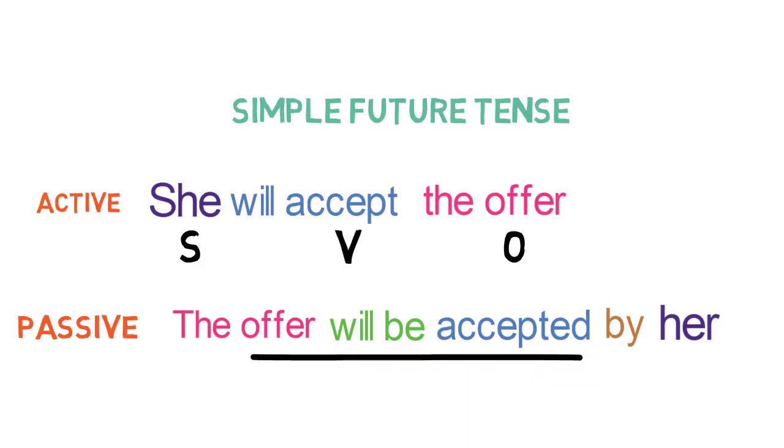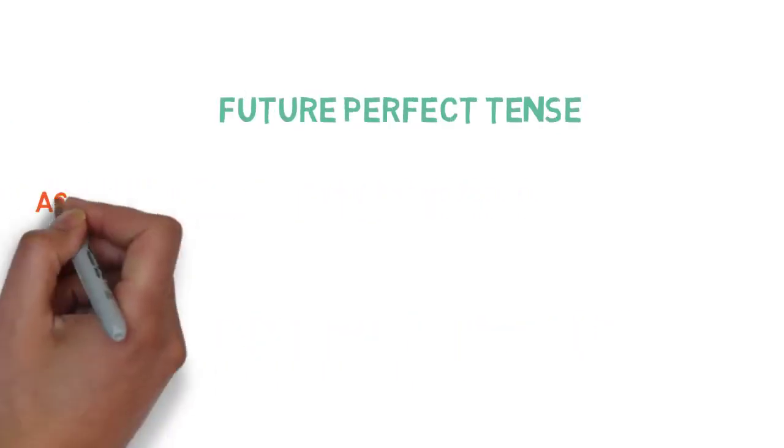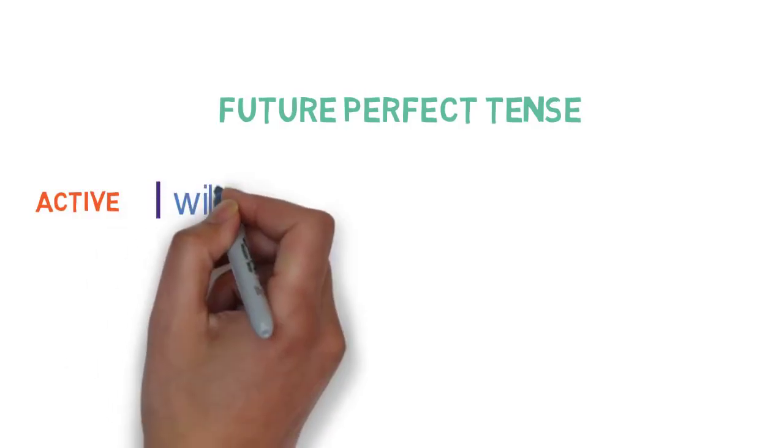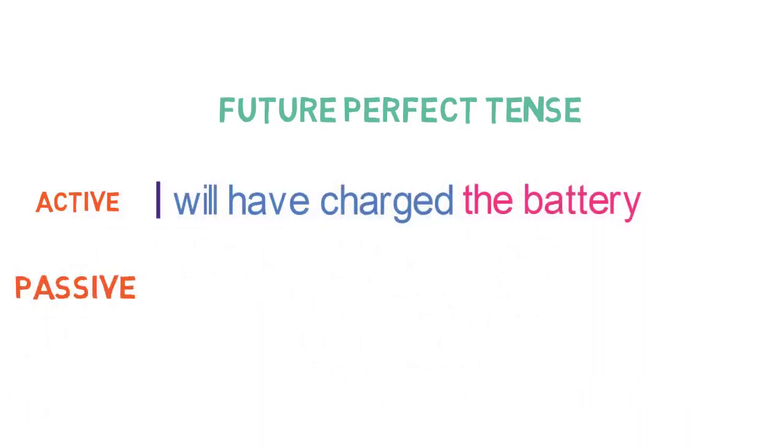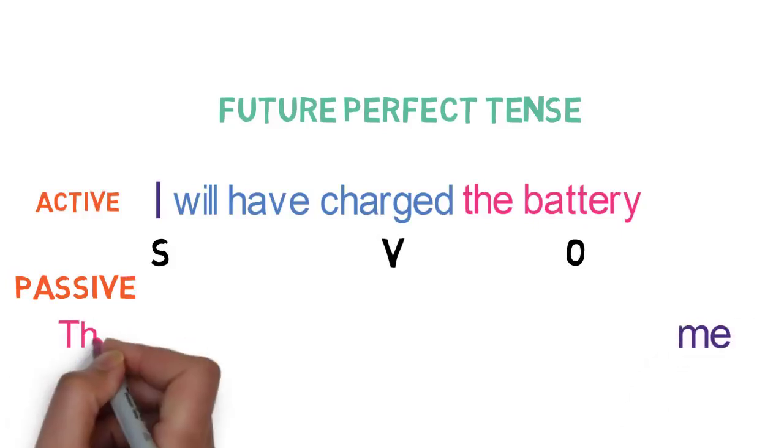Great. Now let's see an example of future perfect tense. Active sentence: I will have charged the battery. Passive sentence. Firstly, the subject here is I, verb is charged and object is the battery. Now let's swap the position of subject and object. So here it will be the battery and at this position it will be me.